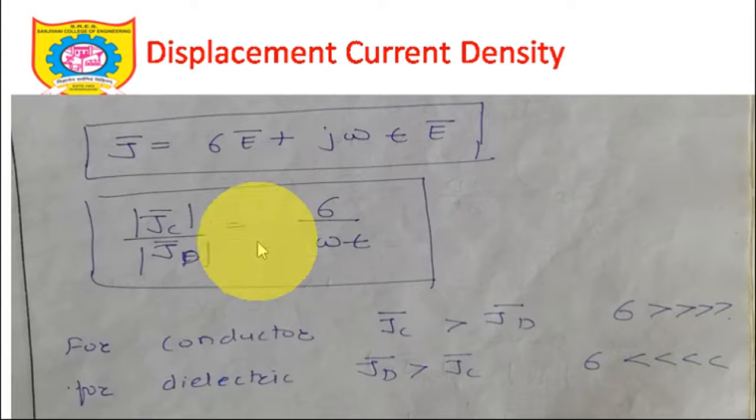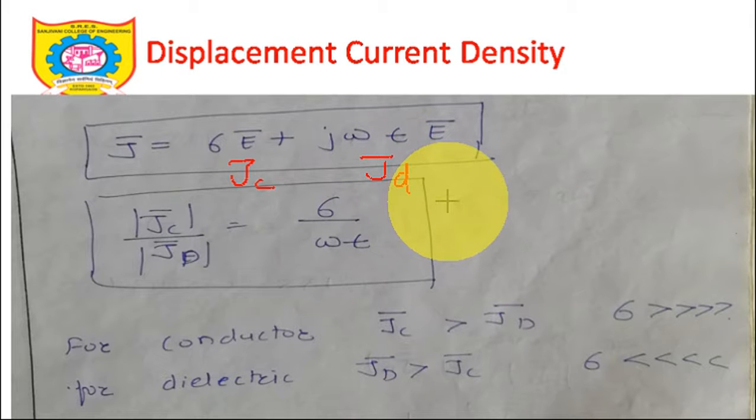Now if I replace dou by dou T by J omega, according to the transforms which you have studied in signals and systems, we get sigma E bar plus J omega epsilon E bar. This is what we got for J bar. This is the term related to JC and this is the term related to JD.